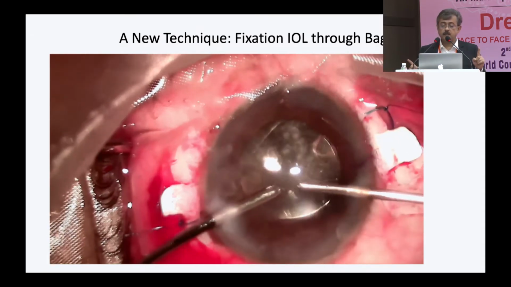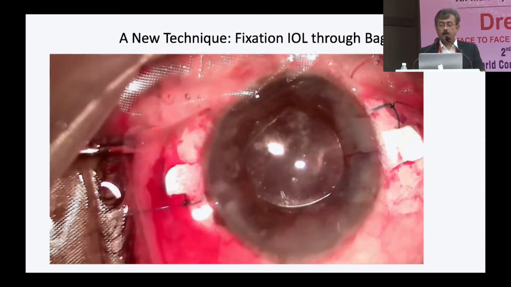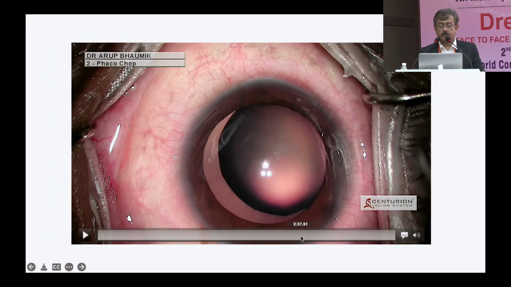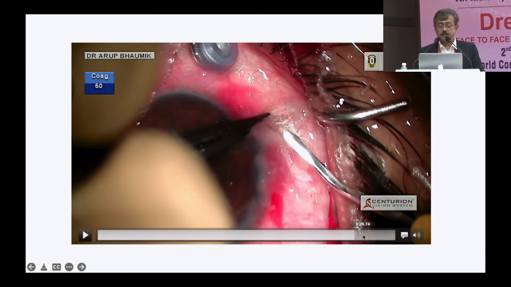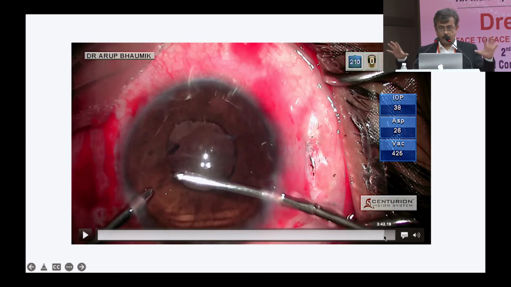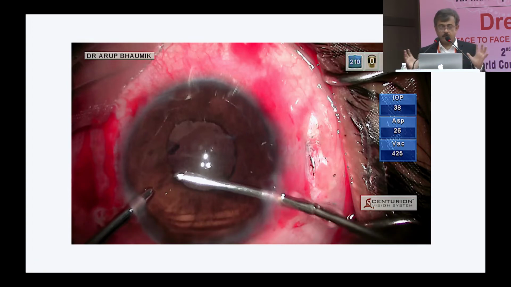So this technique I am doing, and tell me, it is getting wonderful results. The same thing I am doing, fixing the lens and capturing it with the bag. Whatever you do, you have to fix one thing, either the lens or the capsular bag stability.